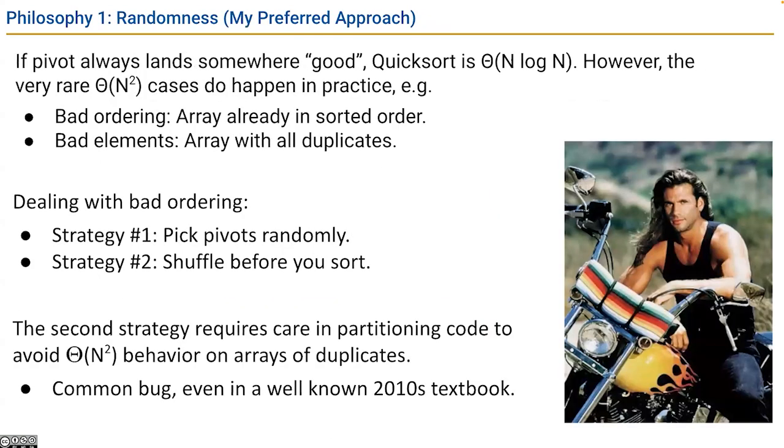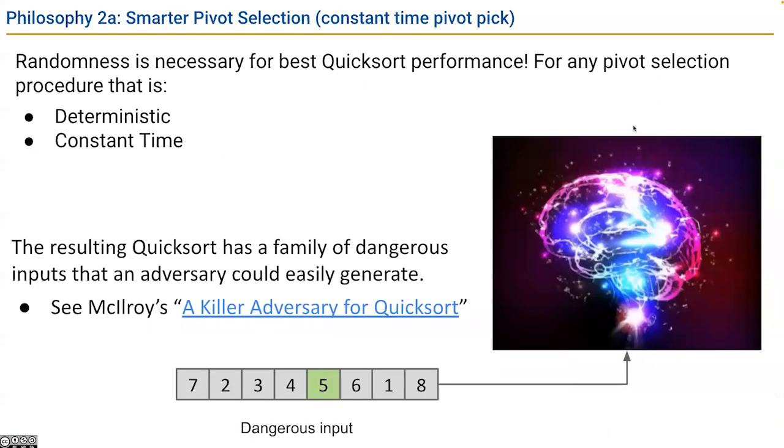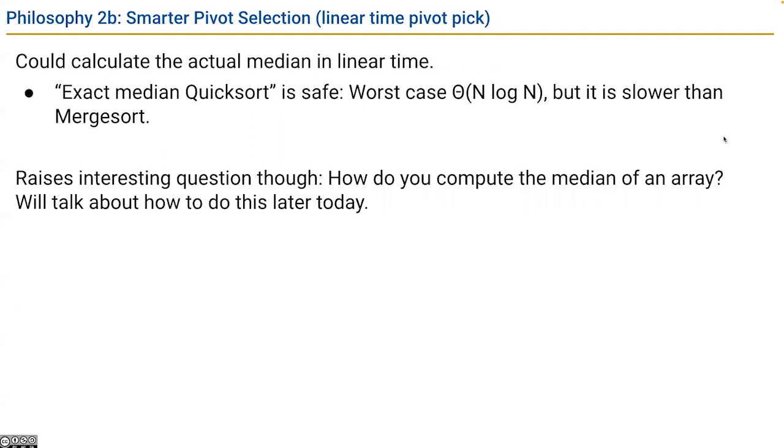So we've got philosophy 1, be random. Just trust it, and hopefully it works out fine: with extremely high, quantum-tunneling-level probability, you'll be fine. Strategy 2, take a small sample. Sorry, this is a dangerous adversary. Philosophy 2b is smarter pivot selection just like before, but now pick the actual best one. Now it's too slow. And then 3 is the introspection approach.